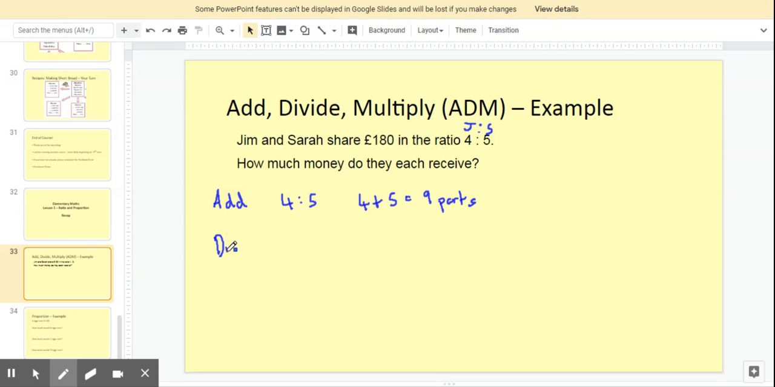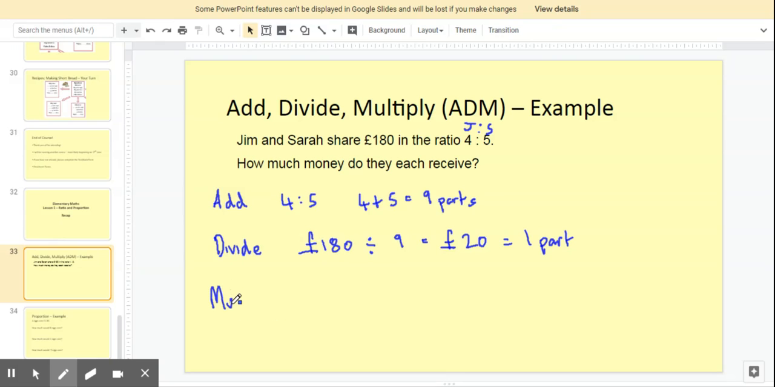Next step is to divide. And we're going to divide the amount we're sharing by the total number of parts. And in this case, it's going to give us £20. And that is equal to 1 part. So 1 part is equal to £20.